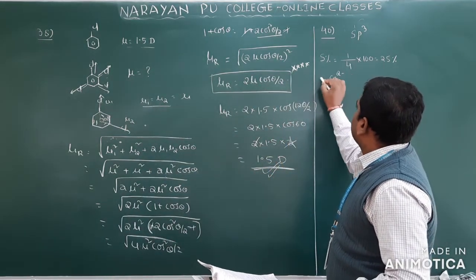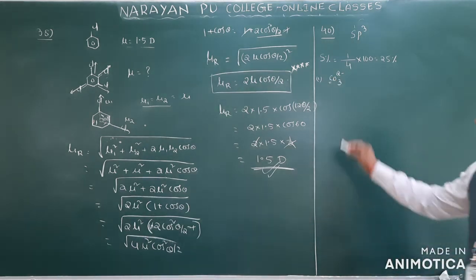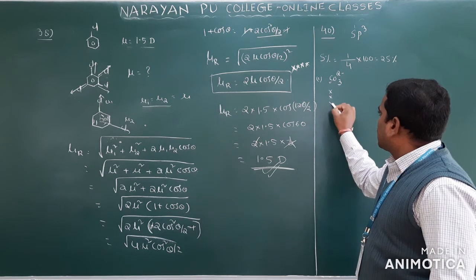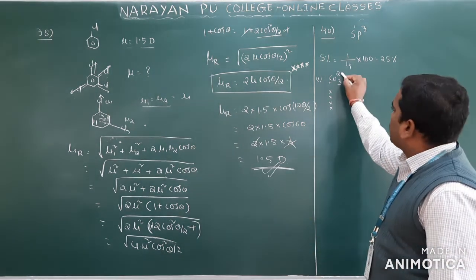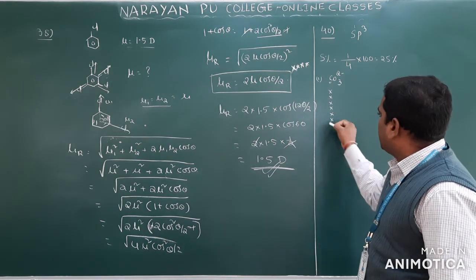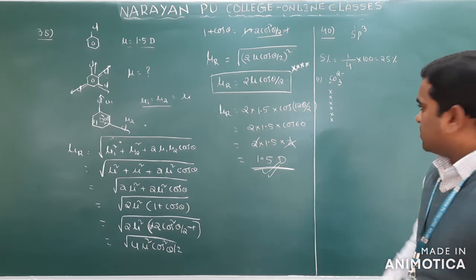What is my species here? CO3 2 minus. What is the central atom here? Carbon. Carbon belongs to the 4th group. How many electrons do I have to write? 4 electrons. And here 2 minus means I have to add 2 more electrons. Minus means add. Plus means subtract.